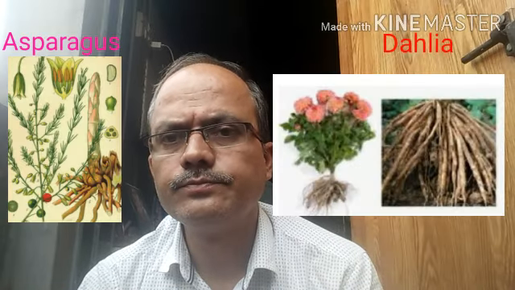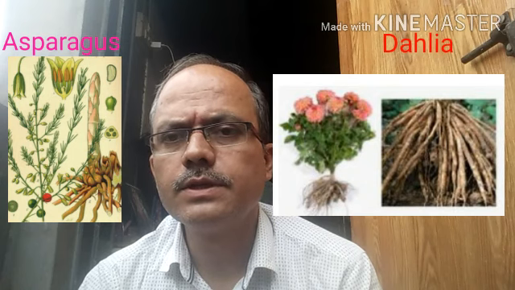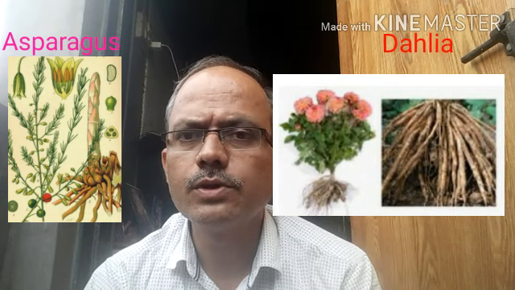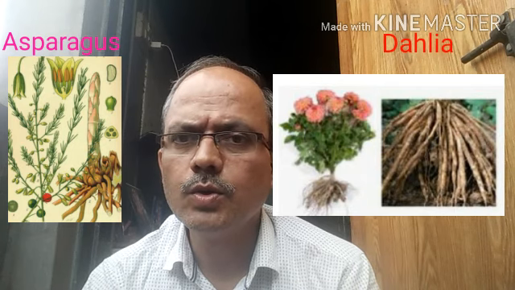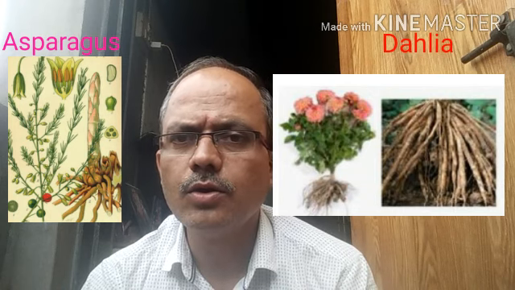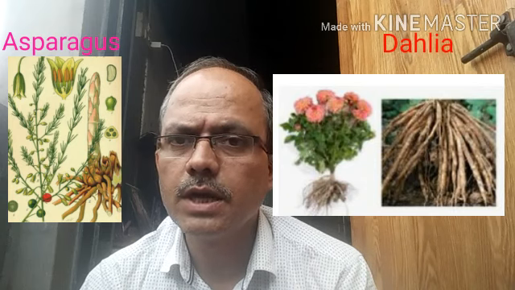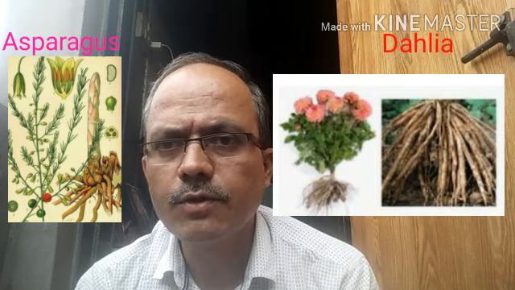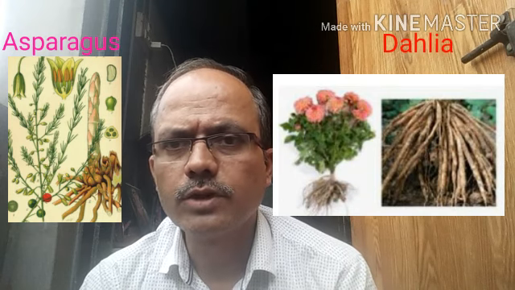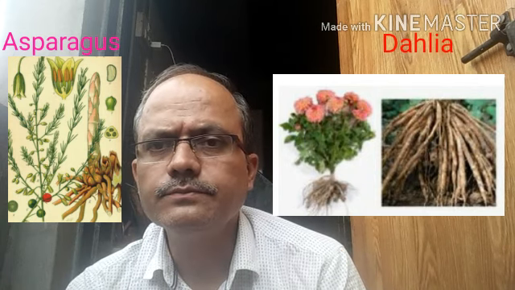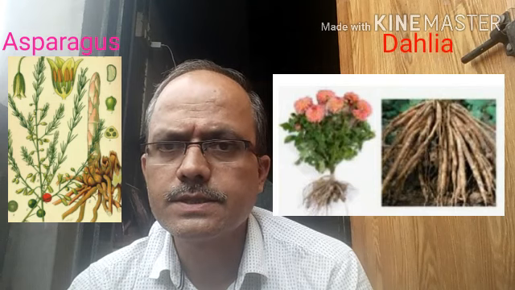The second type is the fasciculated tuberous root. What is the difference between simple tuberous root and fasciculated tuberous root? In simple tuberous root, a single root is developed, and in fasciculated tuberous root, a cluster or a bunch of roots are developed at a single point. That means a bunch is formed at a single point for the modification of food storage. Example, dahlia or asparagus.